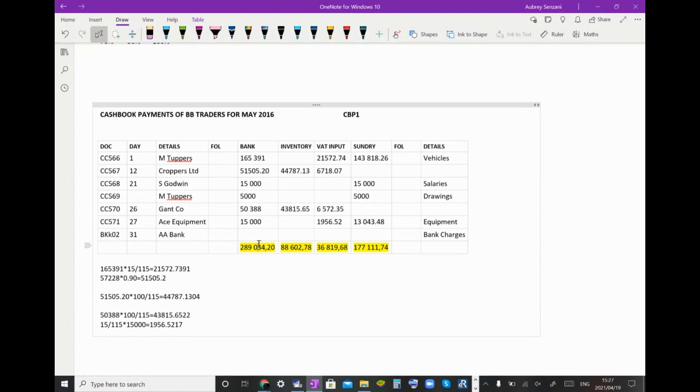250. Okay, so we put 250 on the bank there. How much is deducted from our account? Now somebody tell me, is there input VAT that you can claim on bank charges? Are you sure? Come on guys. Somebody Google it. I'm not going to give it to you. Bank charges, can you claim that? What VAT category is bank charges?